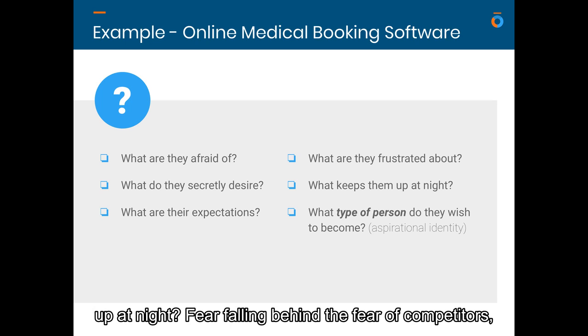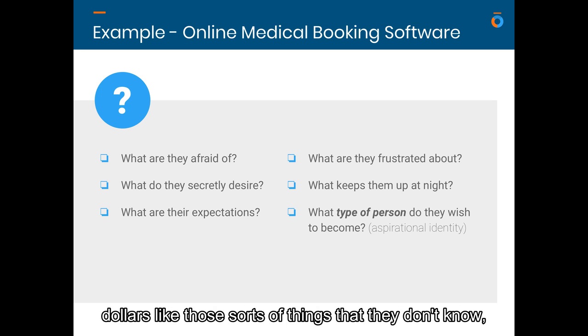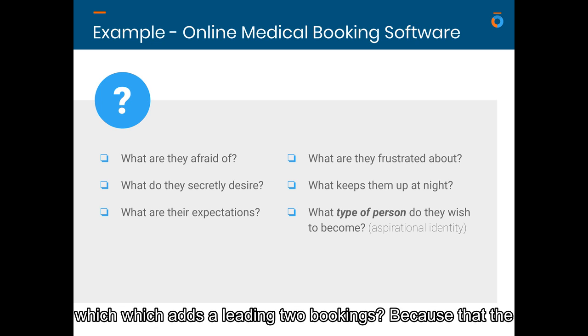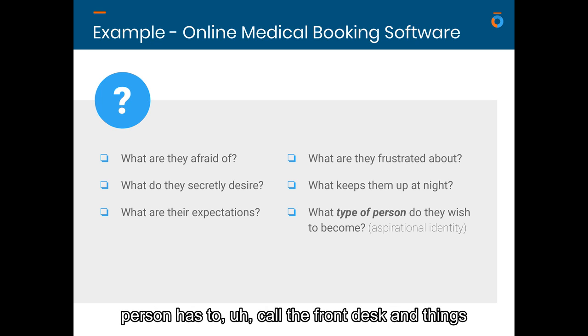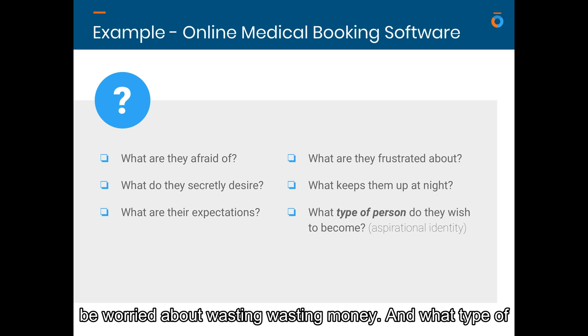The fear of falling behind, the fear of competitors gaining an advantage over them. Are they wasting their marketing dollars? Like those sorts of things. If they don't know which ads are leading to bookings because the person has to call the front desk and things are getting kind of muddled up there, then they might be worried about wasting money.